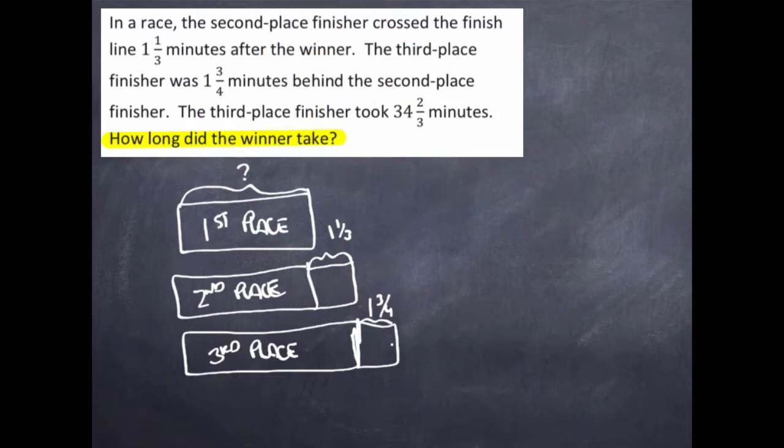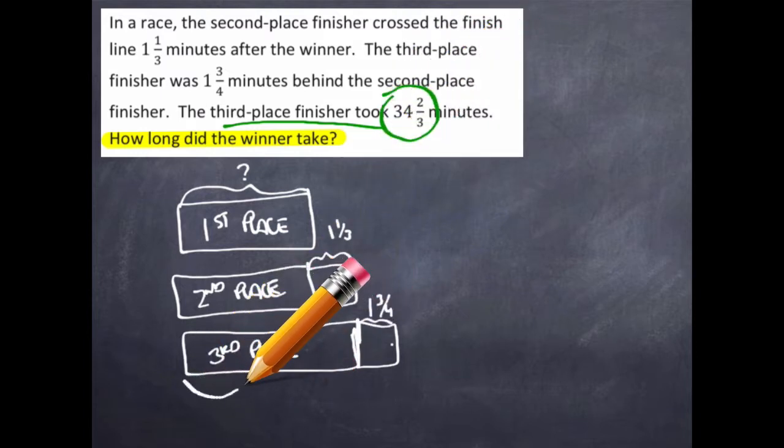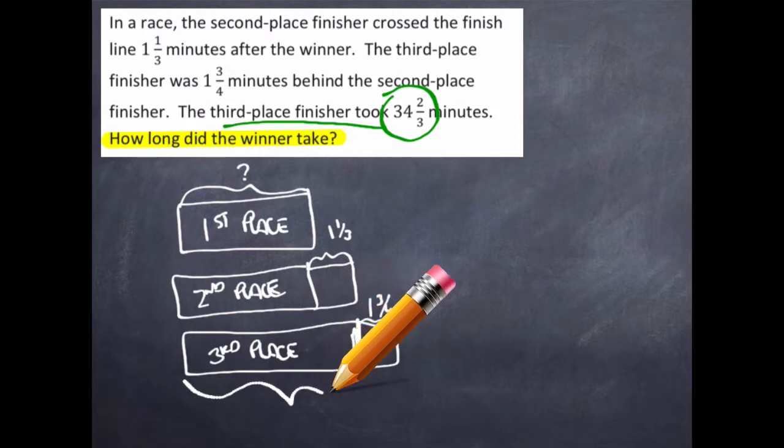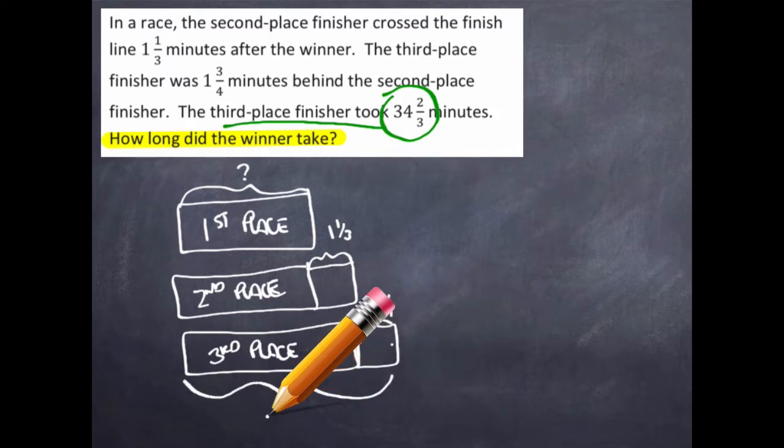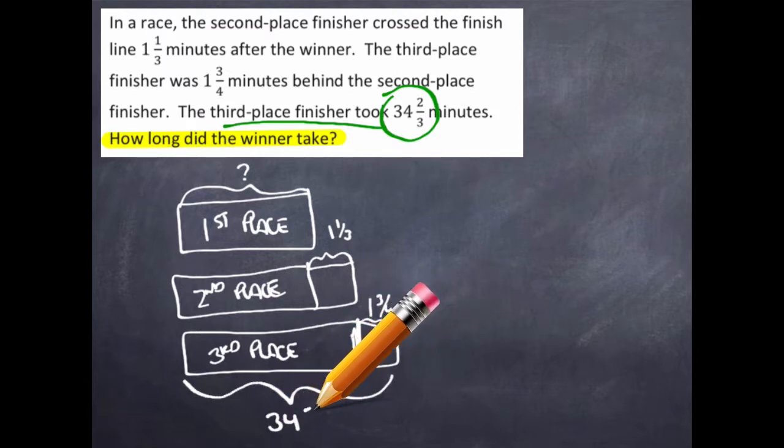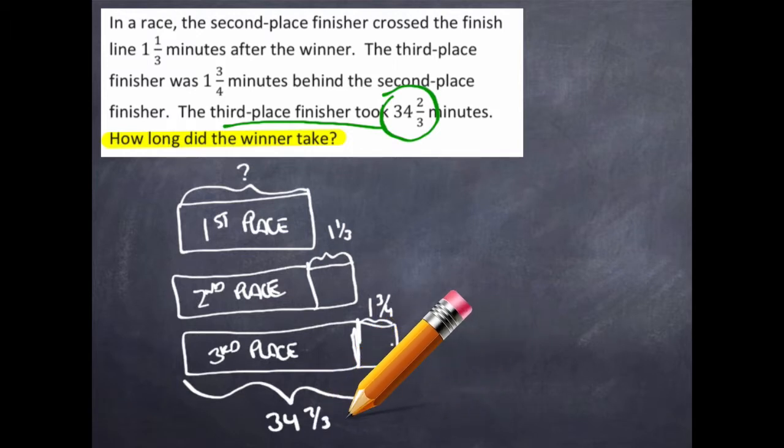Okay, and then look here. If we come up here, it does say that the third place finisher took 34 2/3 minutes. So we actually know a distance for that. We know how much time, I should say, that it took for them to finish. So we know that this right here is 34 2/3 minutes.